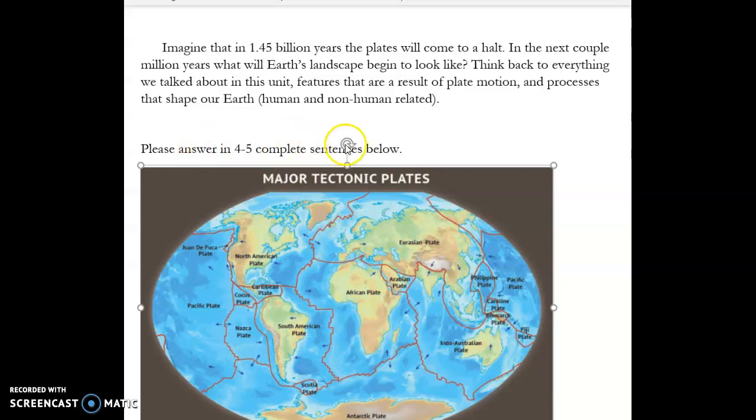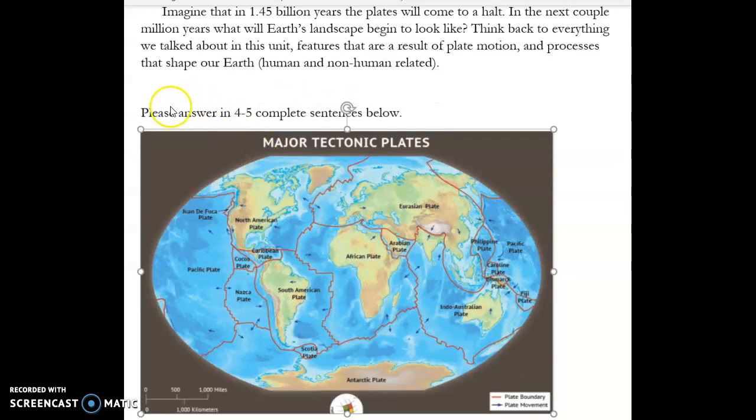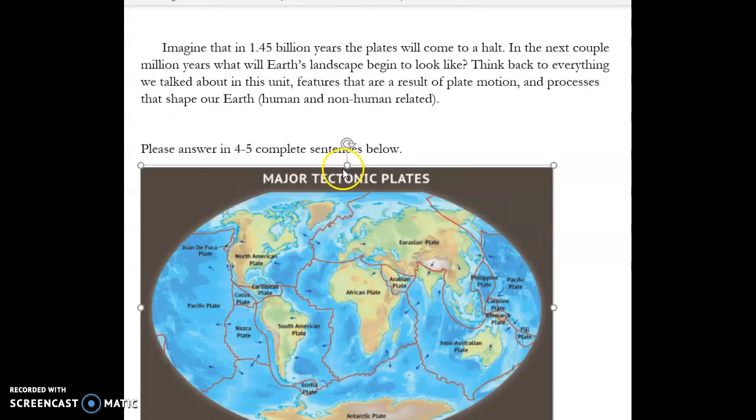So to answer this essay question correctly and thoroughly, I want you to think about, and we talked about some of this already in this video, what are some geological features that we see at each type of plate boundary? What are some things that happen because the plates are moving? Now, let's say 2 billion years in the future, the plates have been static or stationary for quite some time now.